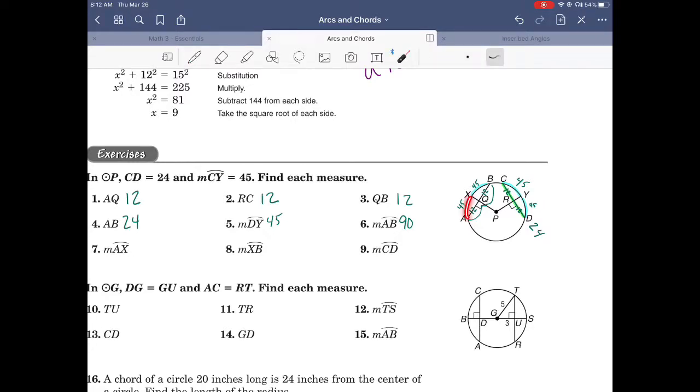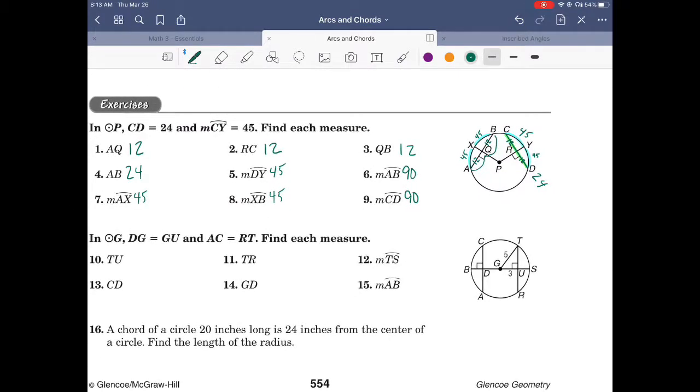AB, so we had 45 and 45, which gives me 90. AX, just a little piece, we said was 45. XB, again, we said was 45. Last but not least, all of CD, 45 and 45 is 90. So again, my recommendation is look at the picture, find all your information, and then go back and answer your questions, especially if nothing is changing. That way you're not having to go back and forth and figure things out. You're literally just reading off the picture at that point.